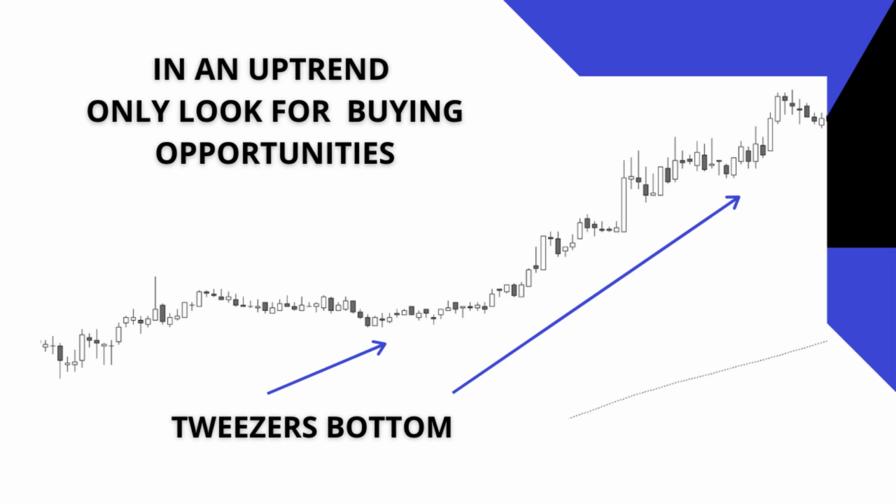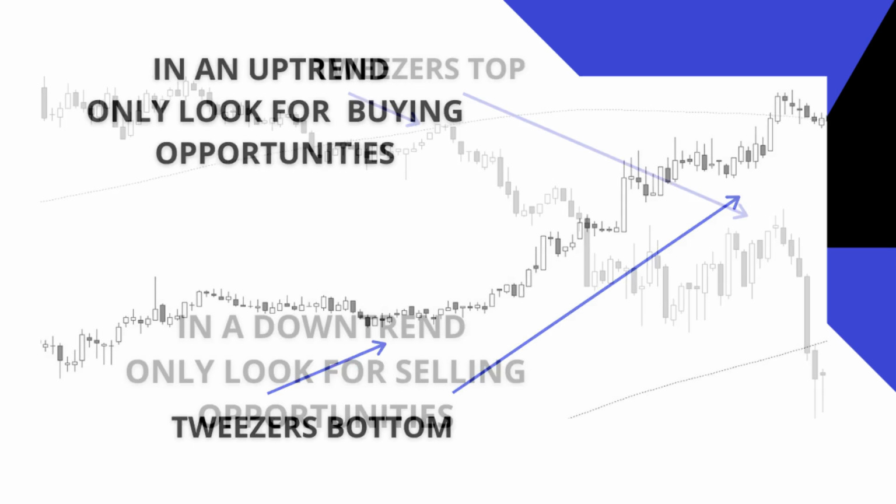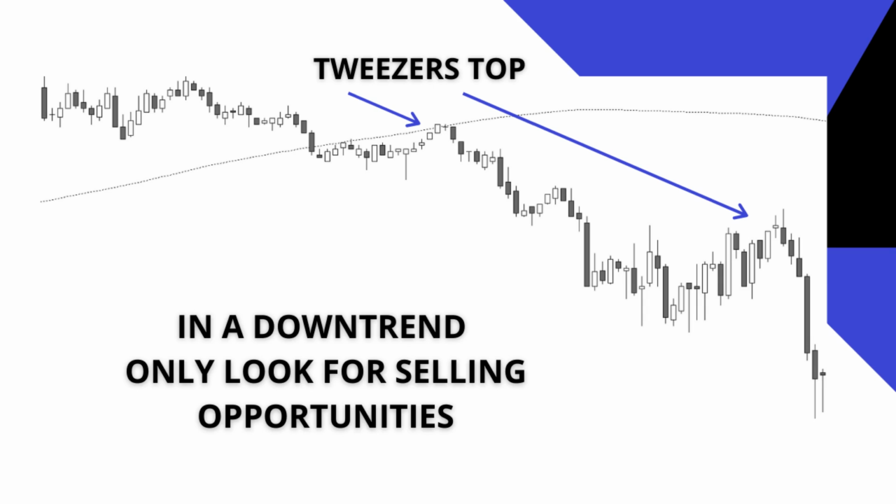For this type of setup to have a greater probability of success, watch support zones like the moving average or trading range bottom. Tweezer top, on the other hand, should only be considered if the chart that you are watching is in a clear downtrend or at the top of the range in a sideways market. Tweezer top can be composed of elements like an evening star and hanging man.